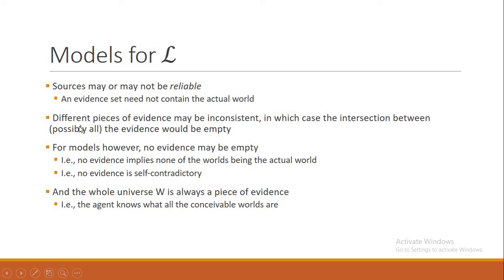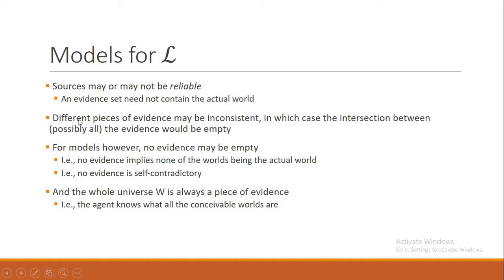Now, some things to note about our definitions. You may realize that sources may or may not be reliable. That is, an evidence set need not contain the actual world. As you have noticed, we don't have any conditions that state that a piece of evidence must contain the actual world. It might be that a piece of evidence does not give us reason to believe that the actual world is the actual world. So the evidence or the sources of the evidence need not be reliable.